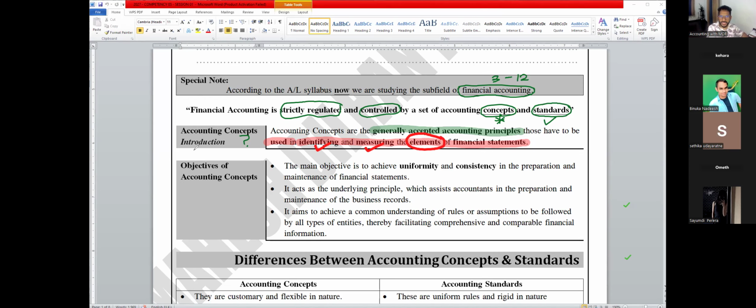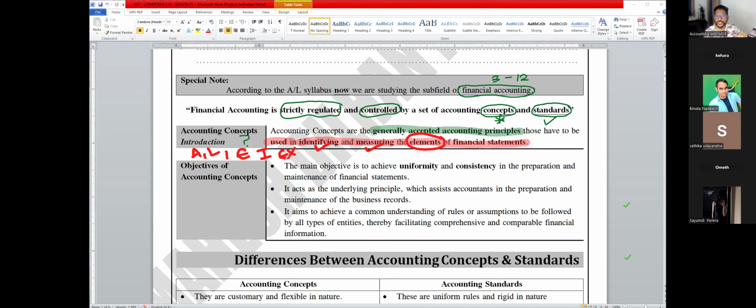What elements? Assets, liabilities, equity, income, expenses. Right? So these are the elements that we are discussing in financial accounting. Something very important. So what is the main use of the accounting concepts? They are the generally accepted accounting principles. Those have to be used to do what? Identifying and measuring the elements of financial statements.